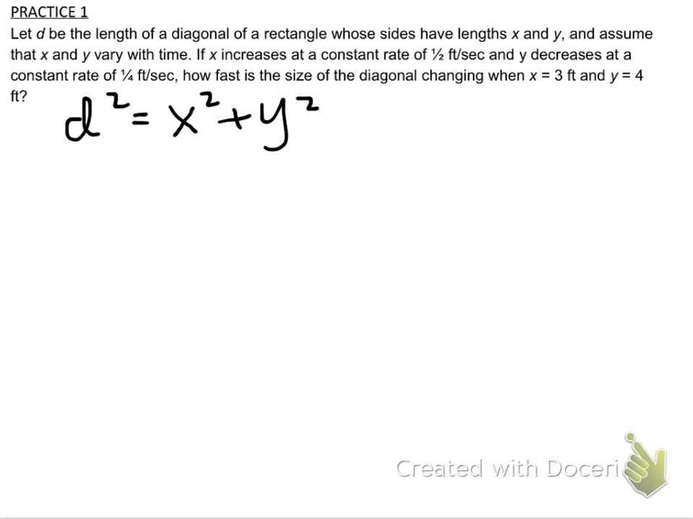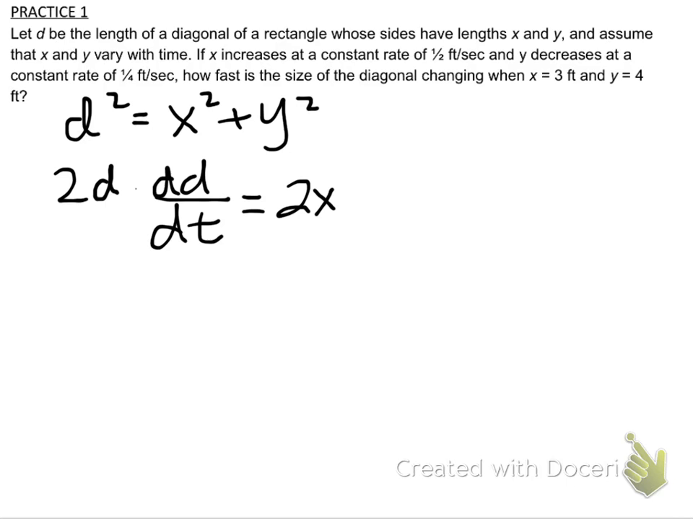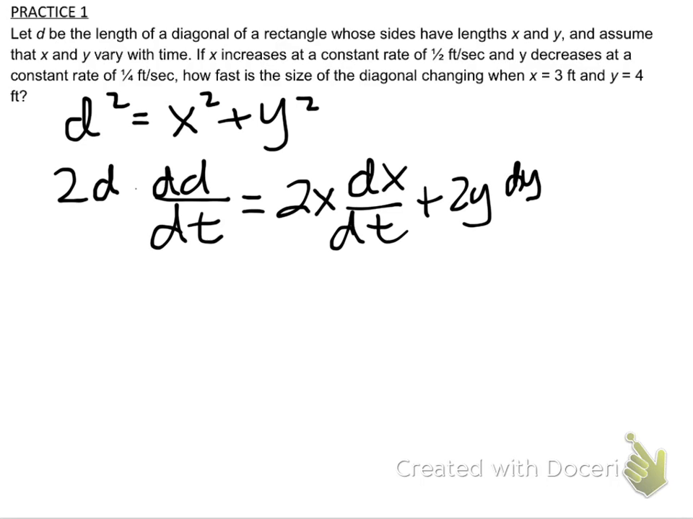Alright, so I just have a little bit more space on my screen, and we're starting with d squared equals x squared plus y squared. My next step is to take the derivative with respect to time. So I've got 2d times dD over dt, right? Remember that we're using the chain rule, and so that's why I have a 2d. Then 2x times dx over dt plus 2y times dy over dt.